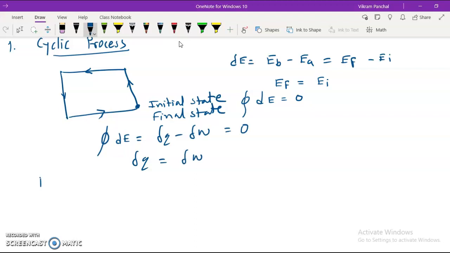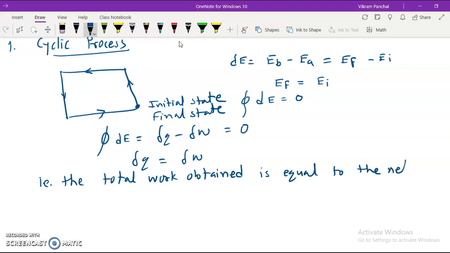That means the total work obtained is equal to the net heat supplied in a cyclic process.